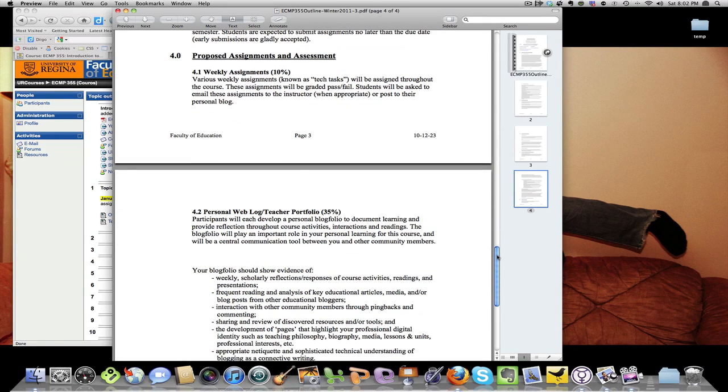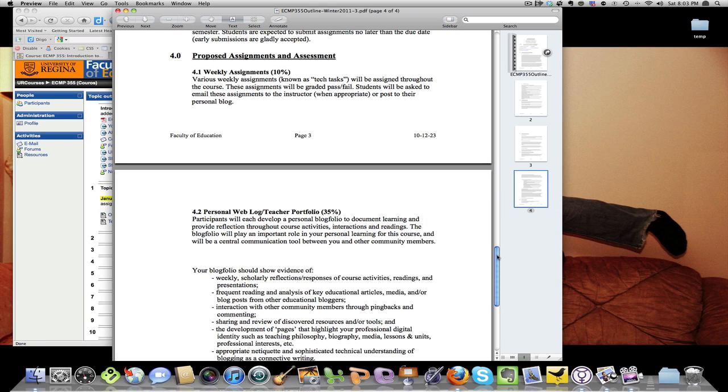The most important part of the outline really is the proposed assignments and assessment. Please memorize this and understand what you have to do. We'll talk about due dates early in the class. They pretty much go right to the end because it's a very process-oriented class. If we look at the first one, 4.1, weekly assignments, these are things that we do in class for the most part, so if you attend all of the classes, you're not going to have any problem completing these.